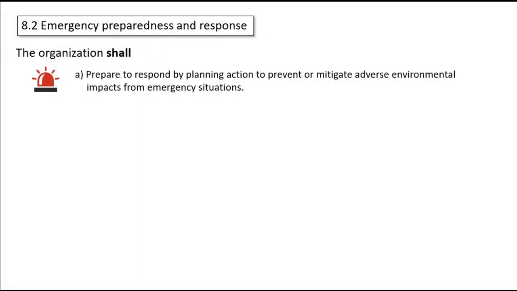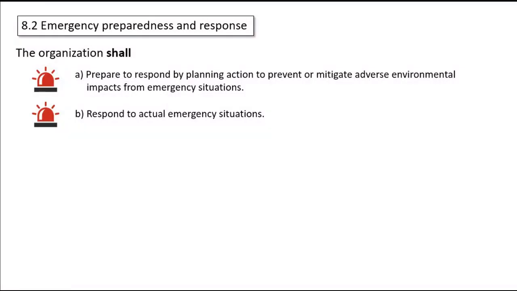The organization shall prepare to respond by planning action to prevent or mitigate adverse environmental impact from emergency situations. So here you must plan how to take prevention or mitigation of any adverse environmental impact that can happen due to the emergency situations.